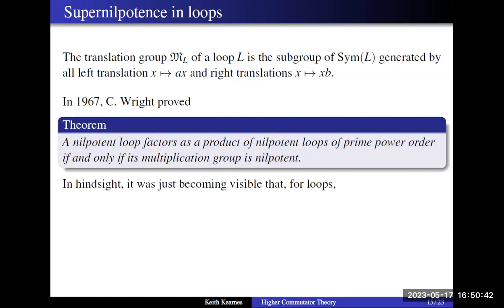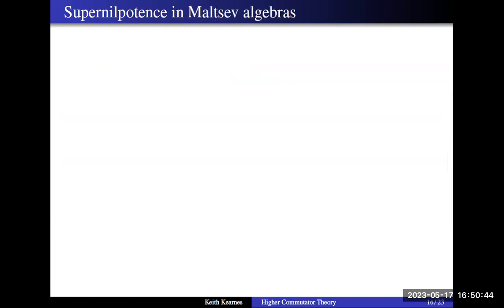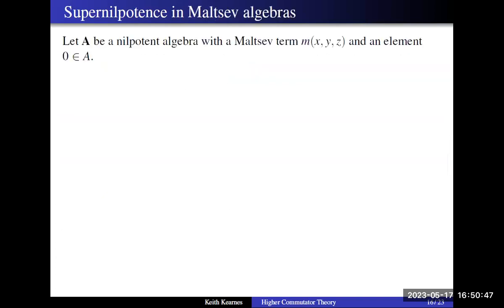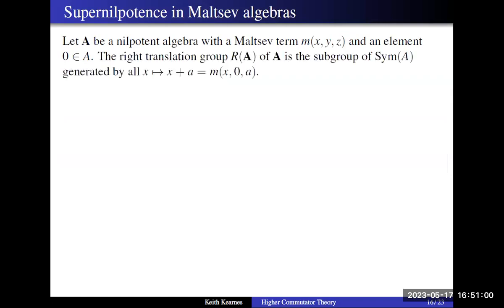Okay, and I'm going to just skip over these comments. Michael Vaughan-Lee in the 80s studied this for arbitrary algebras with a Mal'cev operation. So he has a Mal'cev operation, picks an element, calls it 0, and looks at multiplications given by the Mal'cev operation. In a nilpotent algebra, if you look at your Mal'cev operation and fix the middle variable as a constant, you get a loop operation. So this is a way of introducing a loop structure for nilpotent Mal'cev algebras.